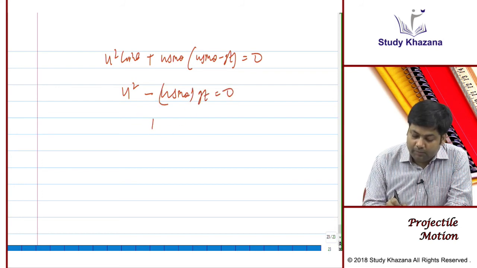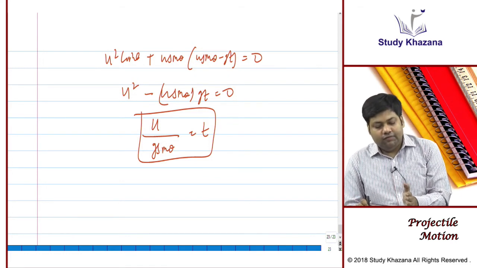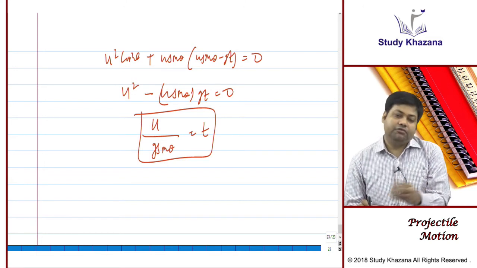Now taking u common, t equals u by (g sin theta). So this is the time after which the velocity of the body becomes perpendicular to its initial velocity.